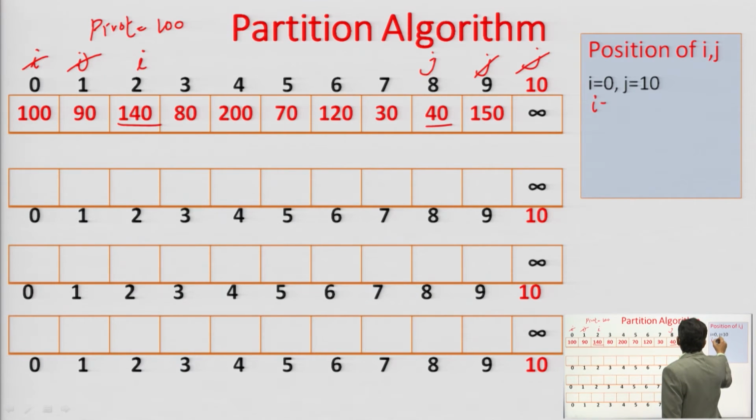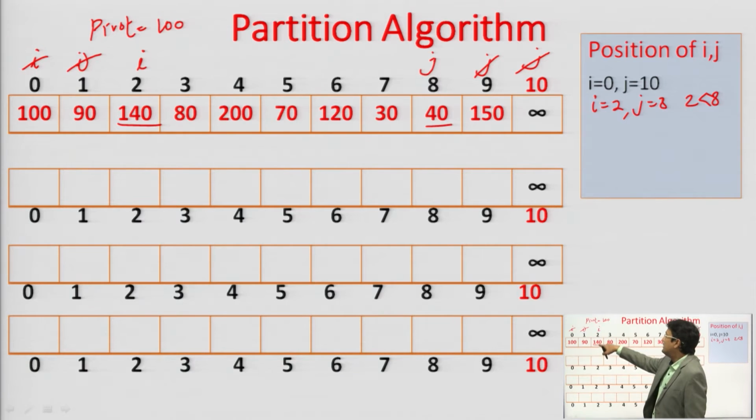The position of I is 2 and the position of j is 8, and I is behind j. Okay, 2 is less than 8, which means I is behind j. So, we will exchange the ith and the jth element in anticipation that the 140 should go on the right and 40 should come on the left. 140 is larger than 100, so it should go on the right, and 40 is smaller than 100, so it should come on the left side.